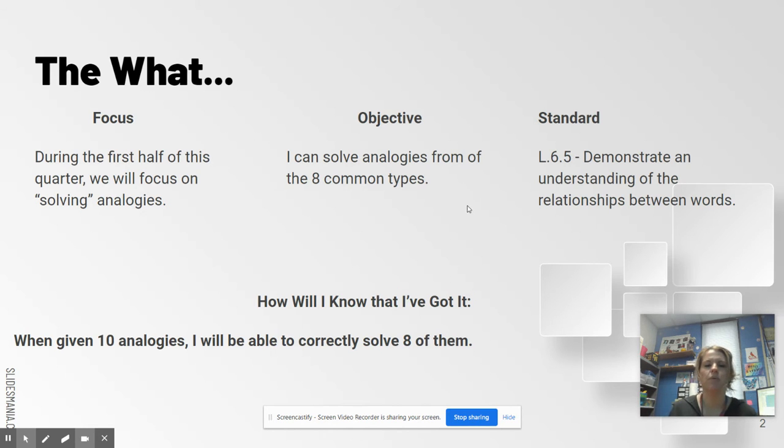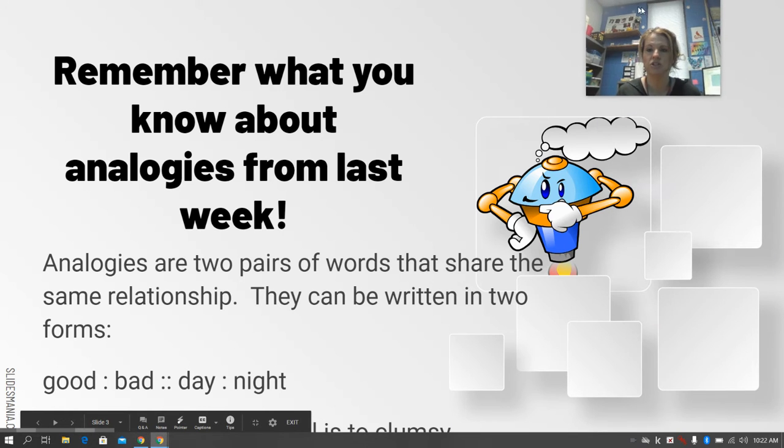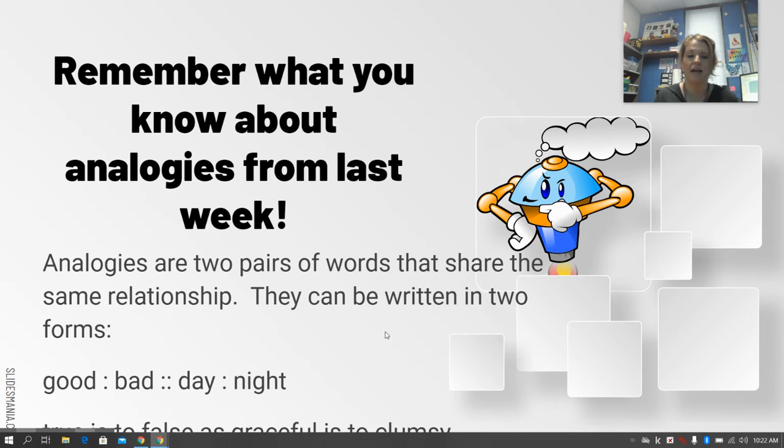And our objective is that we can solve analogies from the 8 common types of analogies. Our standard is still just L65, demonstrate an understanding of the relationships between words. And we'll know we've got it when we're given 10 analogies and we can correctly solve 8 of them. So don't forget what you know about analogies from last week. You guys did a great job last week.